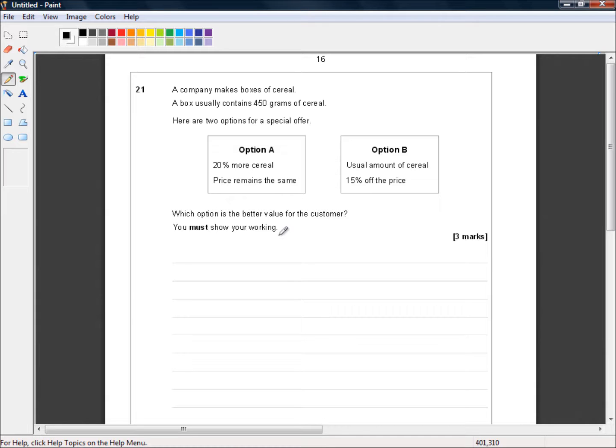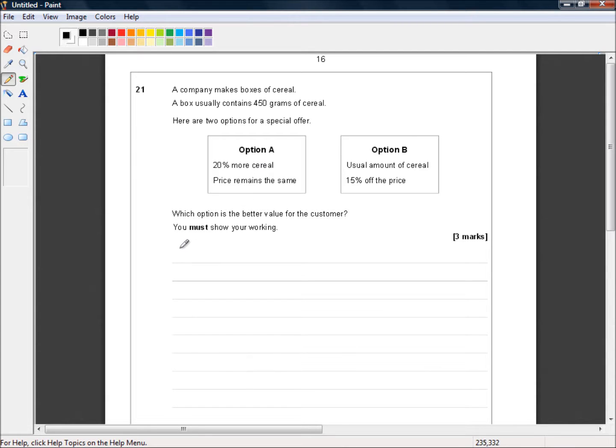Okay, well, what I'd want to know is what is the cost per gram under both options? So without any special offers, the cost per gram, let's call the cost X. So the cost per gram is X over 450.